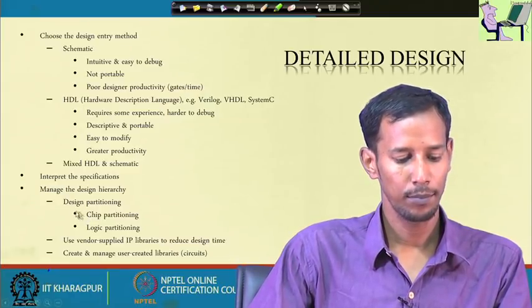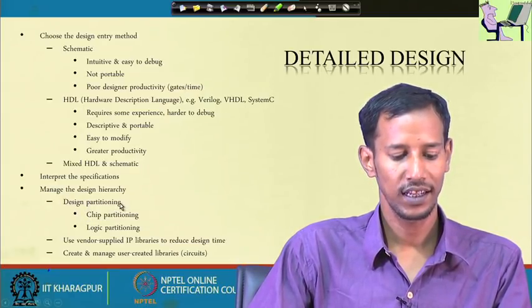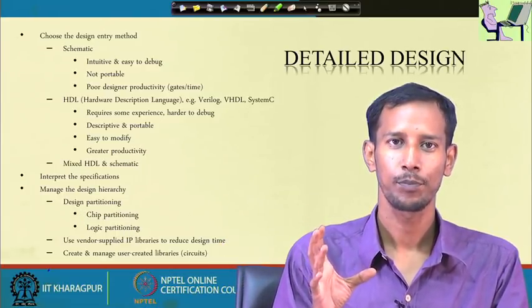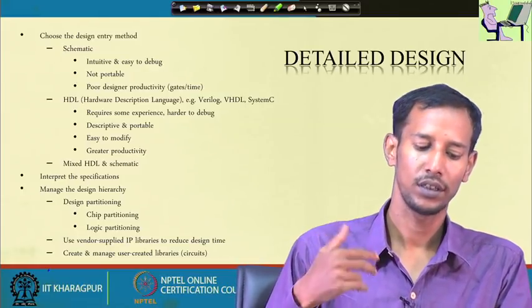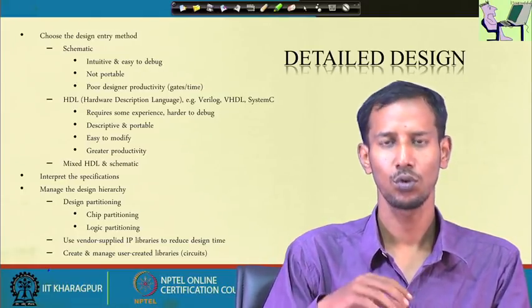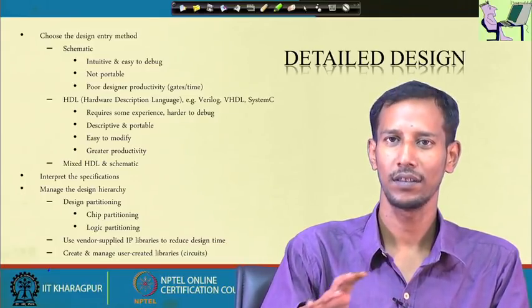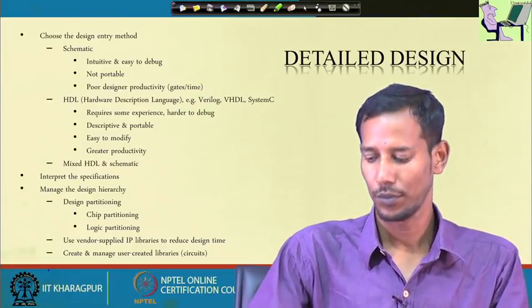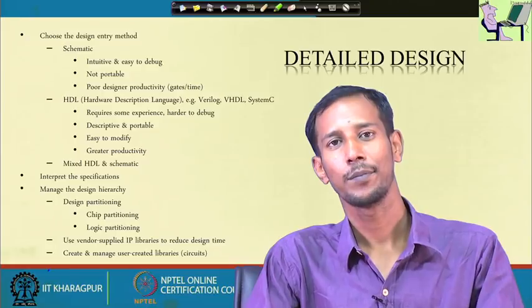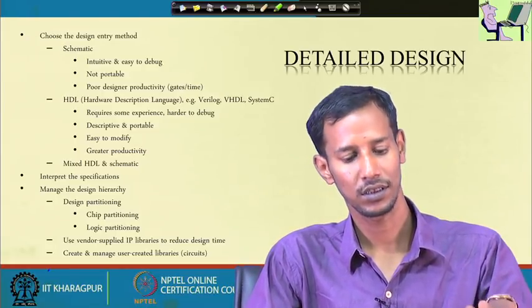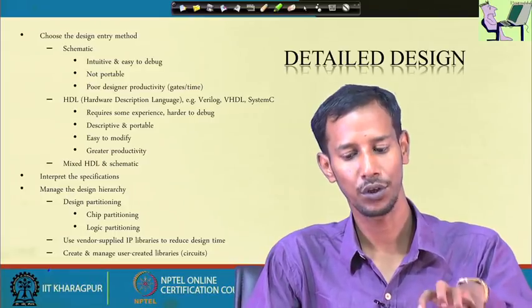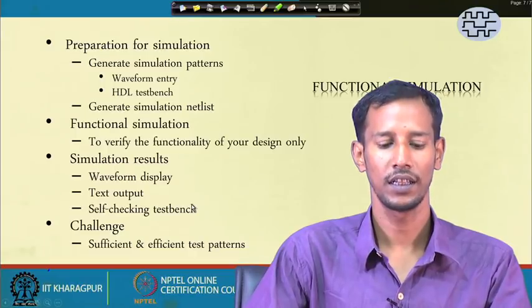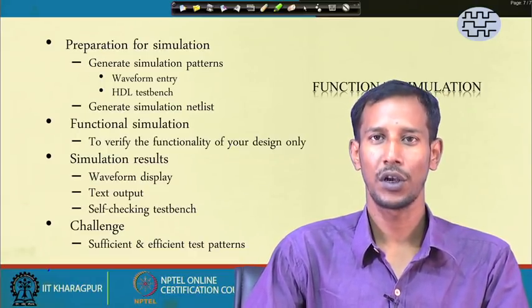Then you have to manage the design hierarchy. For a larger design you have to partition the design. Partitioning can be done as chip partitioning or logic partitioning. This is part of the FPGA design style, and I will not cover much on these things. This is the detailed design specification, which you require when you are following the FPGA design style. Then you have to follow functional simulation.